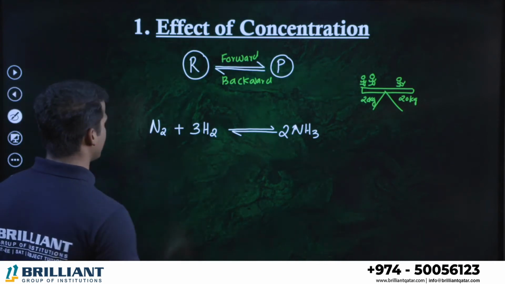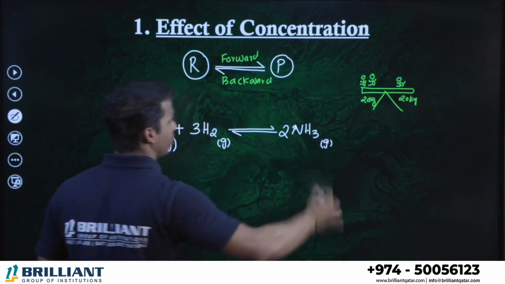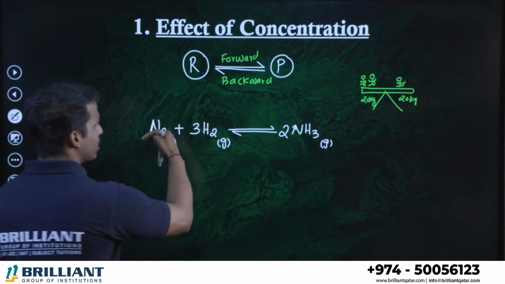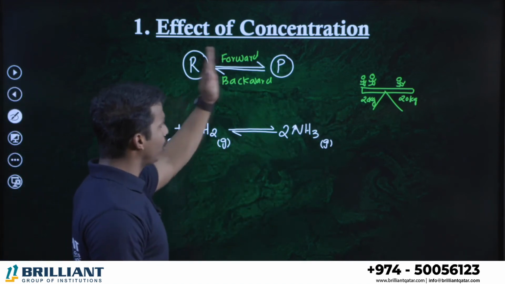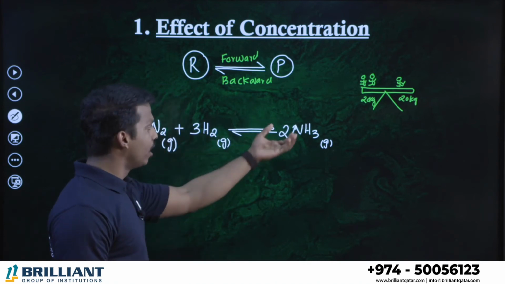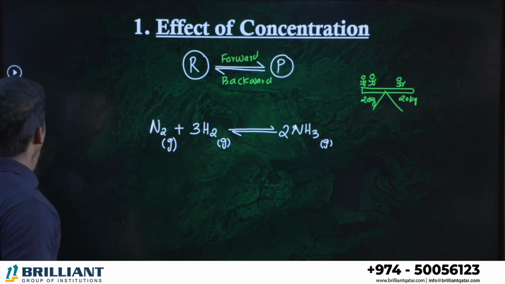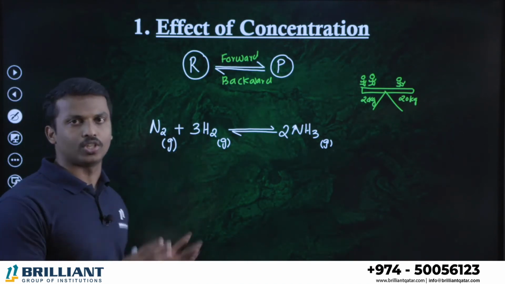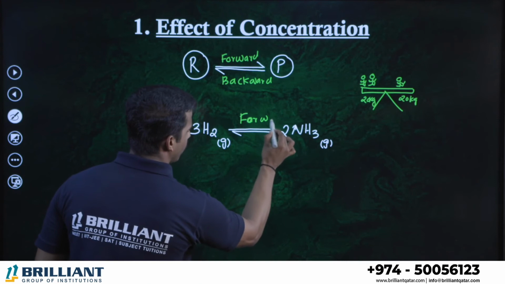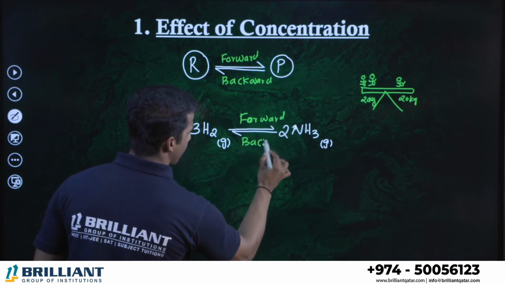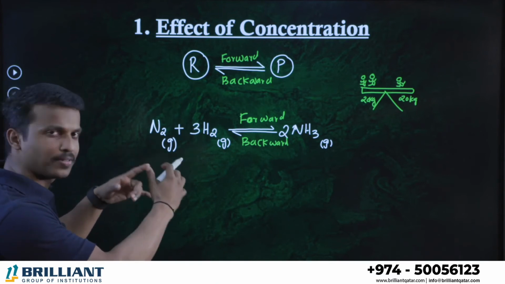Alright. You know, nitrogen is a gas. Hydrogen is a gas. The formed product is also a gas. Fine. This is called the forward reaction. This is called the backward reaction. Or I can say that formation of ammonia is the forward reaction. Decomposition of ammonia is the backward reaction. Correct? Now, I'm going to change the concentration of these species. Okay, you tell me what happens. This is forward, this is backward. I'm going to disturb this equilibrium. You tell me how you can attain new equilibrium.